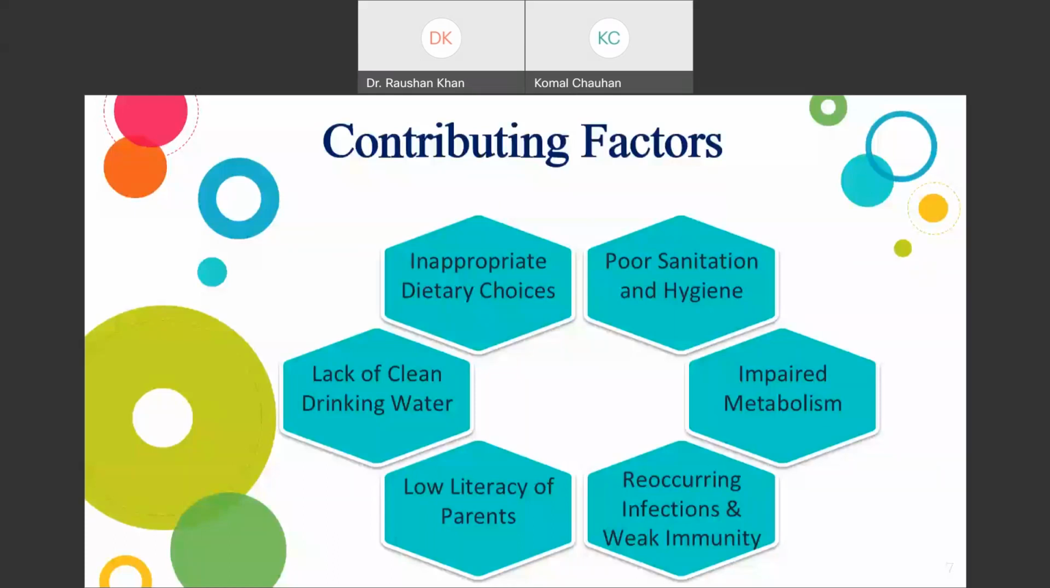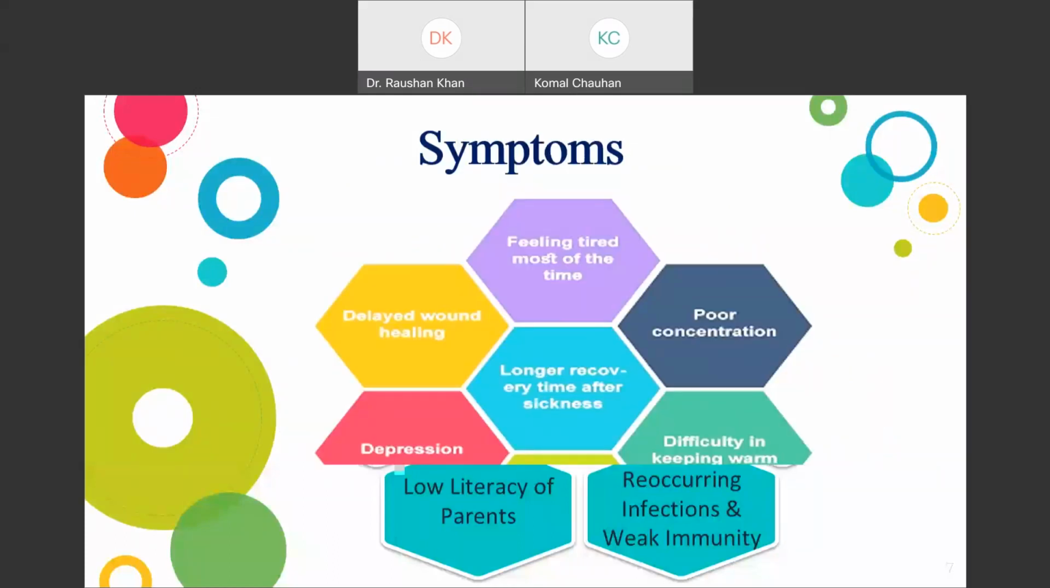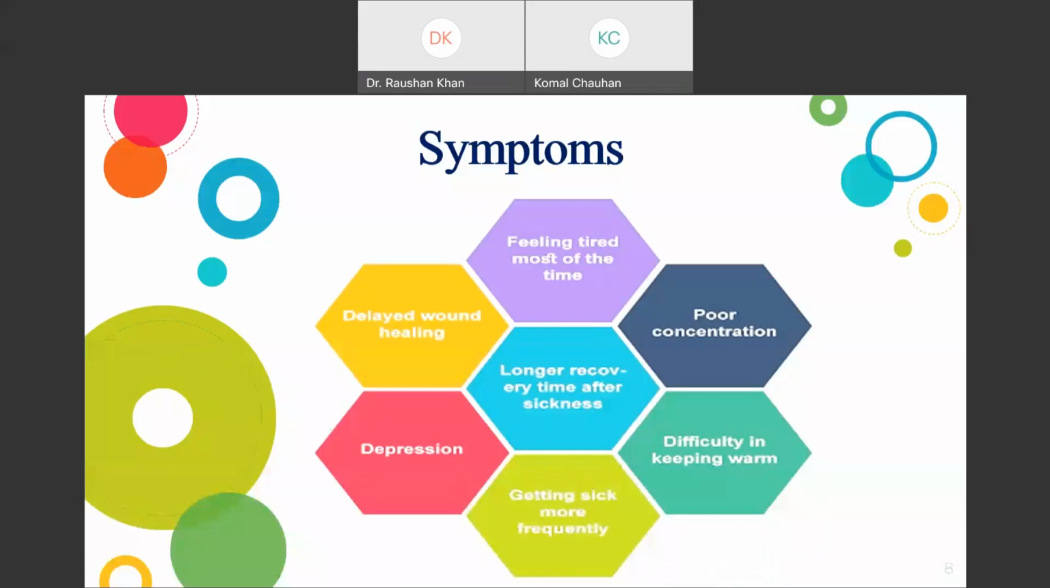Then there are some basic symptoms of malnutrition. These are not clinical symptoms, but the symptoms which the body of a child represents when he or she is suffering from malnutrition. Firstly, the child will feel tired most of the time. Lethargy will be there. The child will lack concentration, especially while studying or doing any type of focused work. Then difficulty in keeping warm: the body will not be able to manage its own temperature due to the problem in the metabolic functions.